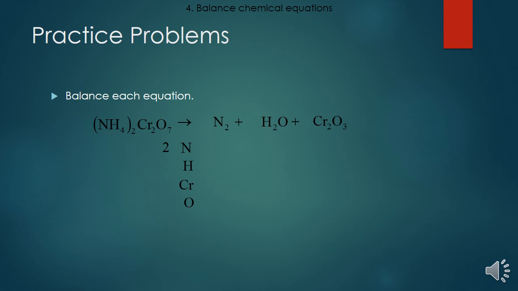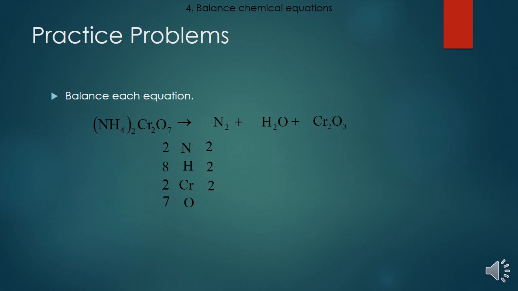So when we count this up, I can see there are 2 nitrogens on the left. Remember your parentheses here, the 2 subscript applies to everything inside the parentheses, so that would be 2 nitrogens on the left. There are 2 on the right. We have 8 hydrogens on the left. Again, notice that would be 2 times 4 to give us 8. There are 2 on the right in the water. We have 2 chromiums on the left. We have 2 chromiums on the right.